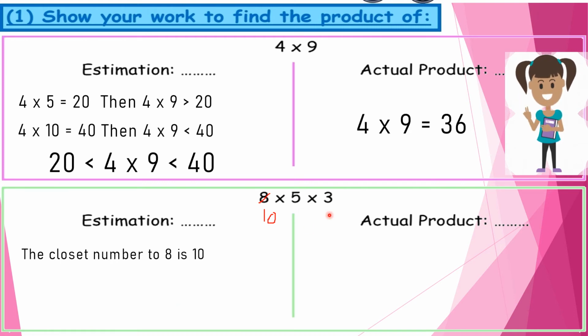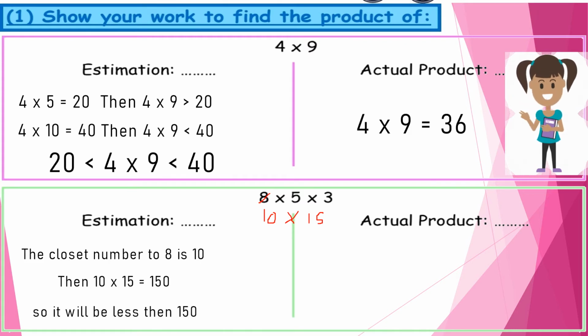So 10 by 5 by 3 is easy for me. 5 by 3 equals 15, so I will put 15 here. And I will multiply 15 by the 10 here, and I will use the 10's multiplication facts. So 10 by 15 equals 150. So I think that it will be less than 150, because 8 is less than 10.